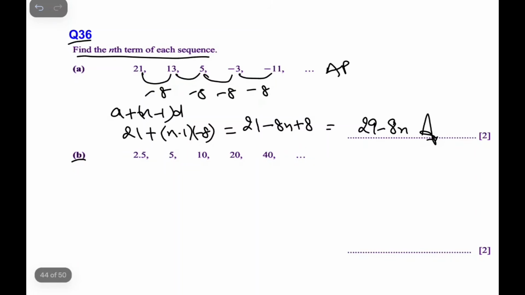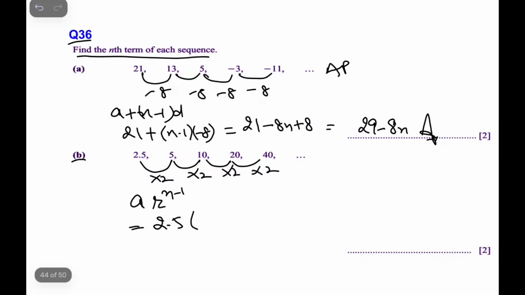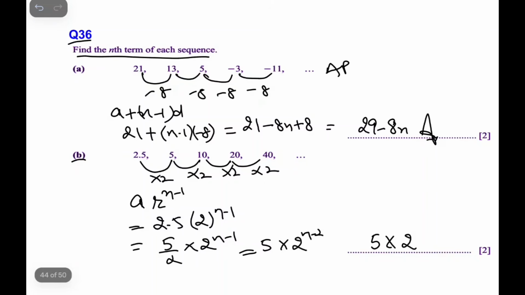Now B part, 2.5 times 2 is 5 times 2. So clearly this is a GP series. So a r power n minus 1. This is 2.5. The common ratio is 2 power n minus 1. So 2.5 can be written as 5 upon 2 times 2 power n minus 1. So further it can be written as 5 times 2 power n minus 2. Nth term will be 5 times 2 power n minus 2.